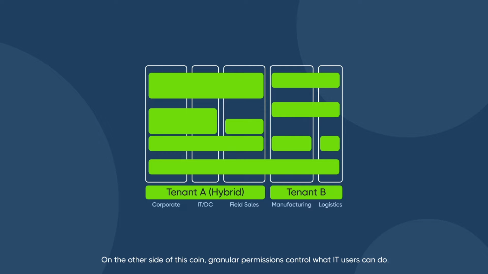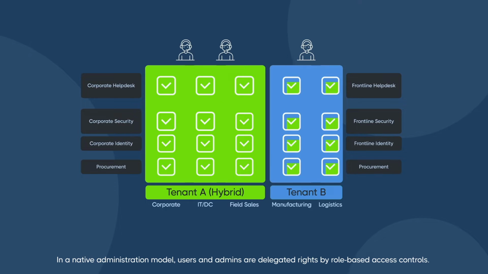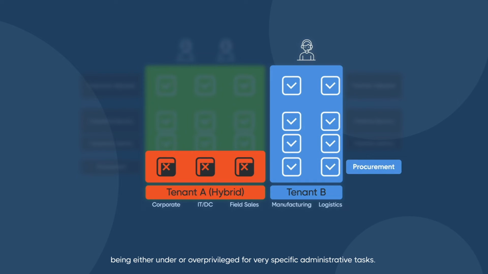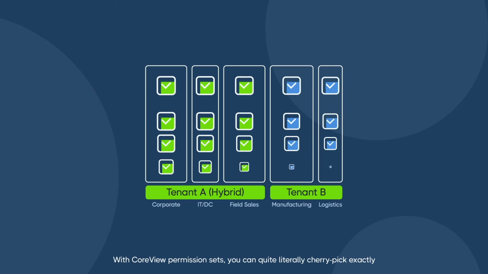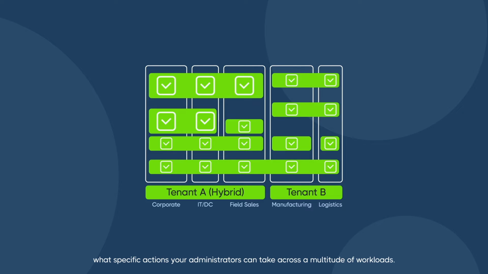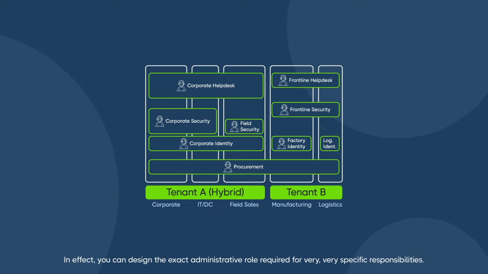On the other side of this coin, granular permissions control what IT users can do. In a native administration model, users and admins are delegated rights via role-based access controls. This is a good system, but often it results in administrators being either under or overprivileged for very specific administrative tasks. With CoreView permission sets, you can quite literally cherry pick exactly what specific actions your administrators are able to take across a multitude of workloads. In effect, you can design the exact administrative role required for very, very specific responsibilities.